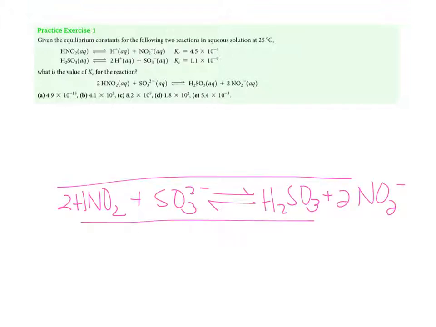This is the final reaction I want. So I have HNO2 up here as a reactant. Here it's a reactant. There's 2 of them here and just 1 here. So I'm going to take this reaction, write it here, but multiply it by 2.